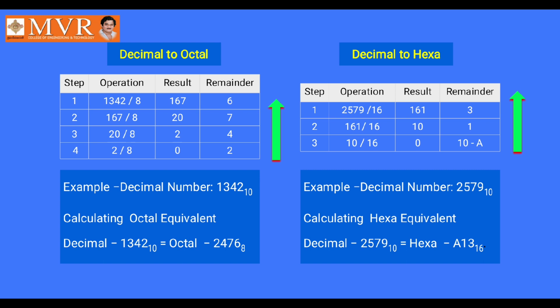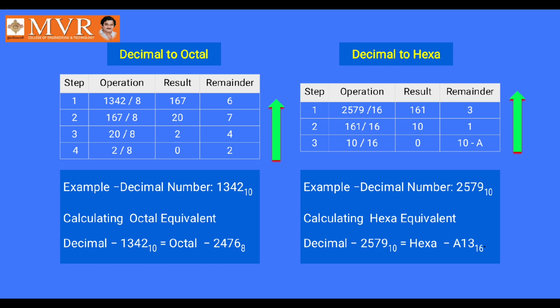You got my point? If you want to convert any decimal number to other bases like binary, octal, hexa, simply what you have to remember is division. Division with the concerned base, the concerned radix. If it is binary, divide by 2. If it is octal, divide by 8. If it is hexa, divide by 16.